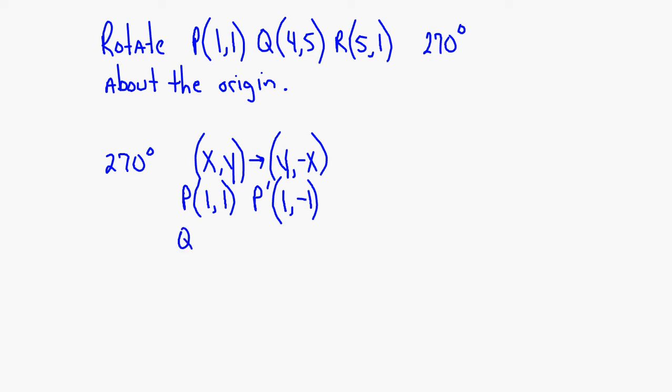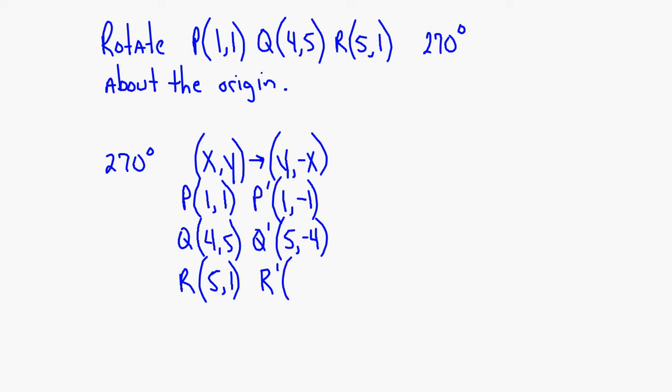Point Q is located at 4, 5. So Q prime would be located at 5, negative 4. Point R is at 5, 1. So R prime is going to be at 1, negative 5. Okay? Any questions?